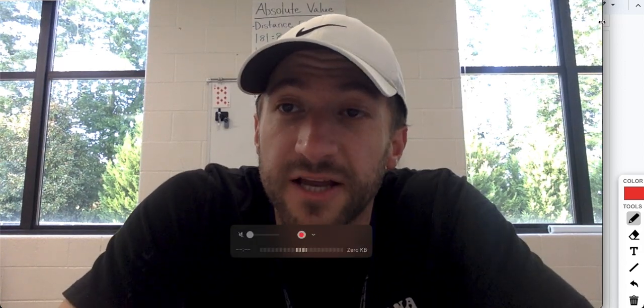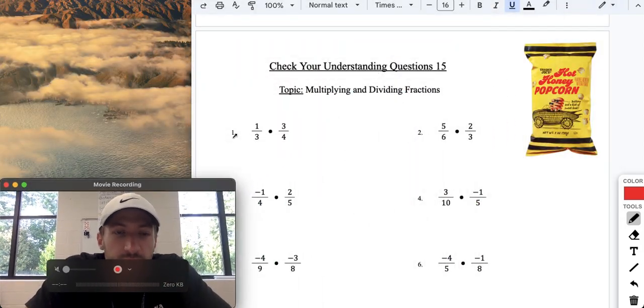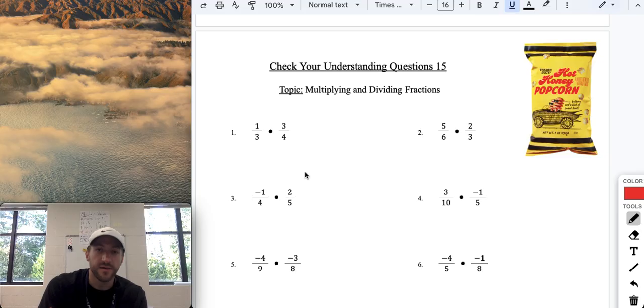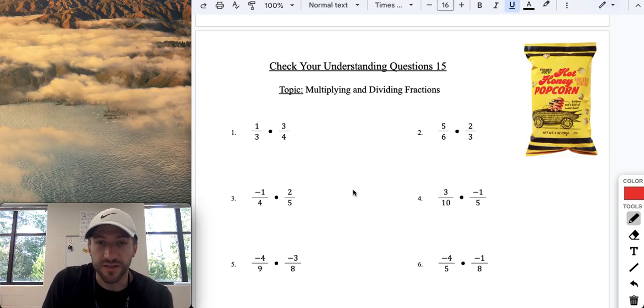So let's go over this. So we're going to do multiplying and dividing fractions. Whenever we multiply and divide fractions, this is usually every kid's favorite because multiplying fractions is usually the easiest one. So let's look at the first one. Let me get the pen going.